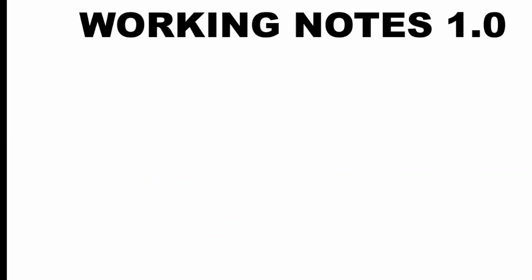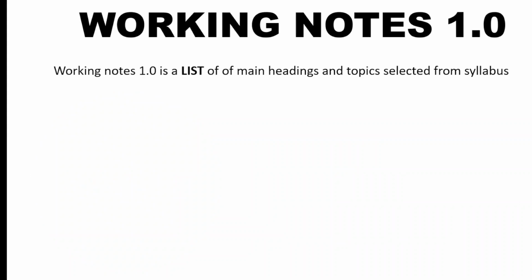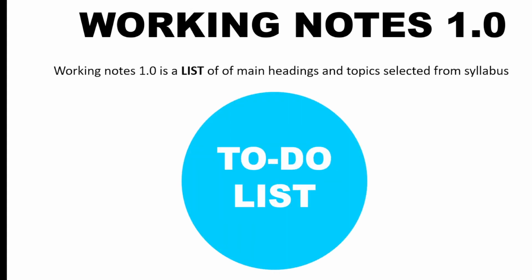Okay. So, working notes 1.0. After forming a syllabus, we form our working notes, and working notes are nothing more than your list of main headings or topics that you select from your syllabus. So, it is a form of to-do list. Main topics are mentioned in the syllabus. You write those topics in your Evernote document, and those become your working notes.